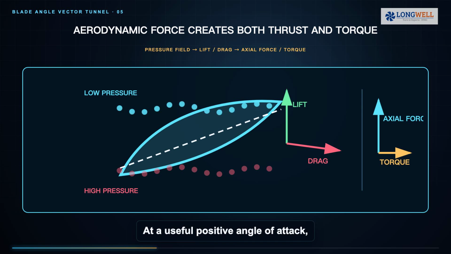At a useful positive angle of attack, pressure is lower on one side of the blade and higher on the other. The resulting aerodynamic force can be resolved into a useful axial component and a tangential component that demands motor torque. Lift helps create pressure and flow, drag and induced losses raise shaft power and heat.